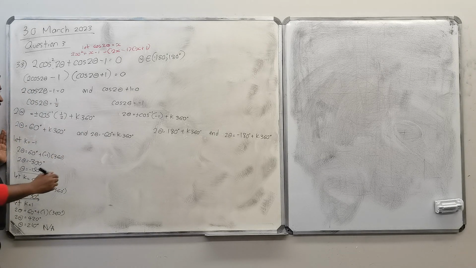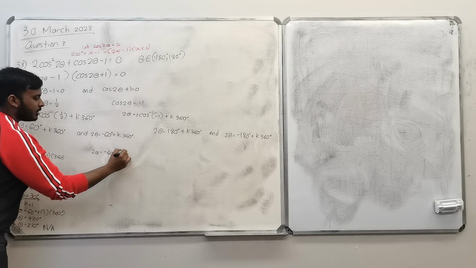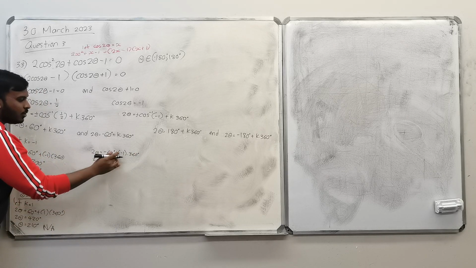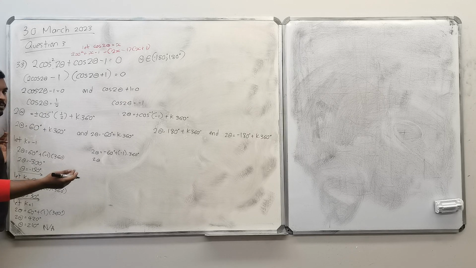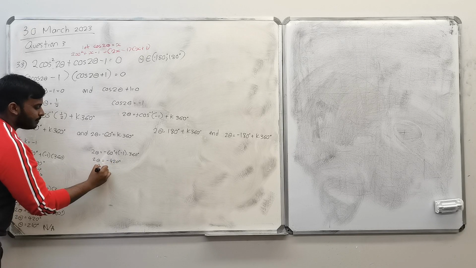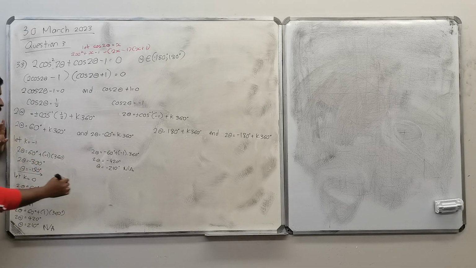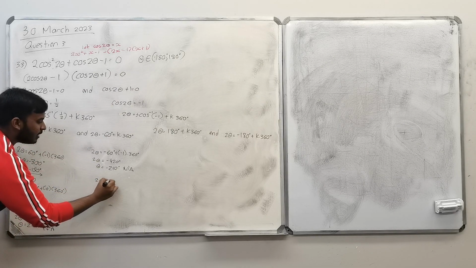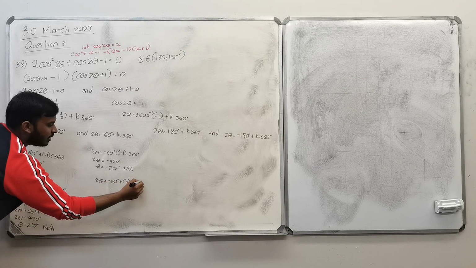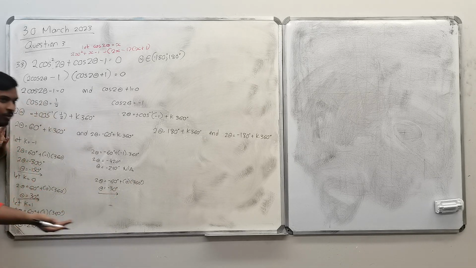If I let k equal to minus 1, I'm going to get 2 theta equal to minus 60 degrees plus minus 1 times 360. 2 theta is equal to minus 360 minus 60, which is minus 420, so theta is minus 210. Not applicable because of the range. If I let k equal to 0, I'm left with 2 theta is equal to minus 60 degrees plus 0 times 360. So theta is equal to minus 30 degrees. That's in our range. That's a good value, right?